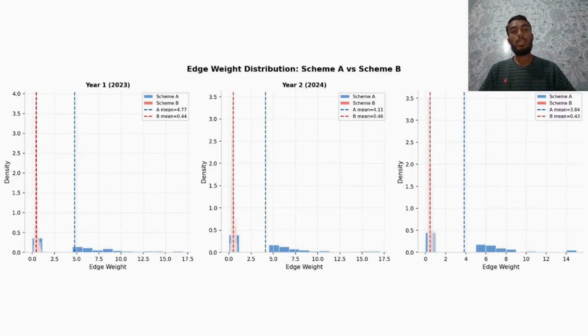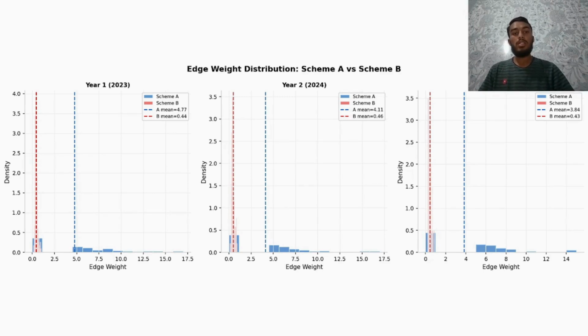Look at this histogram. The x-axis is the edge weight, blue bars are Scheme A and red bars are Scheme B. Notice that Scheme A produces a wide spread. Some edges have weight 5, others have 17. This is because it counts cities. Scheme B is compressed between 0 and 1. The mean of Scheme A in year 1 is around 7.9, meaning an average edge is supported by about 8 out of 17 cities. The mean of Scheme B is around 0.41, meaning an average two connected items have a cosine similarity of 41% across all cities.